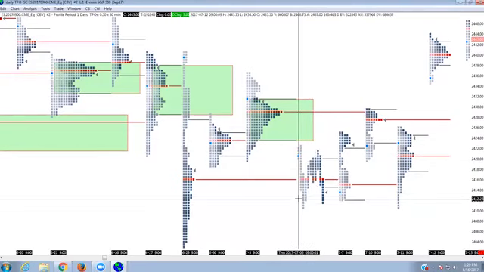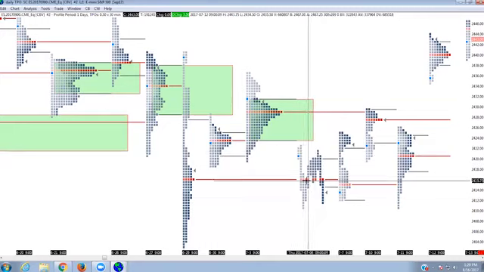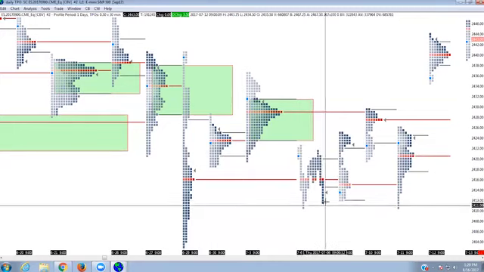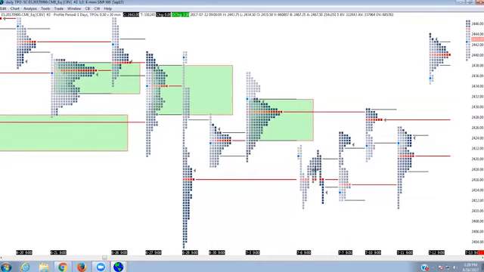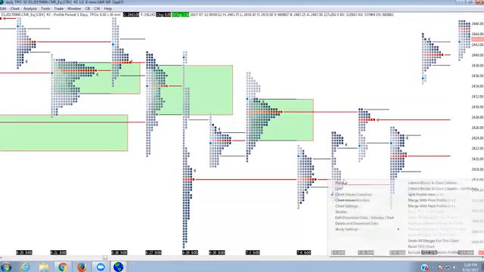Ultimately, this day was kind of a weird day where you get the buy the dip people in the S&P and it comes up, but we do get a weak close. Overall balance there. What about this day?